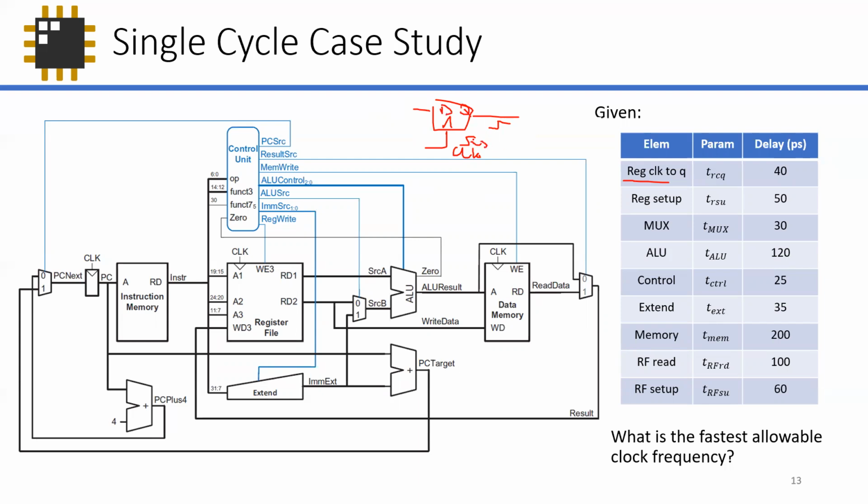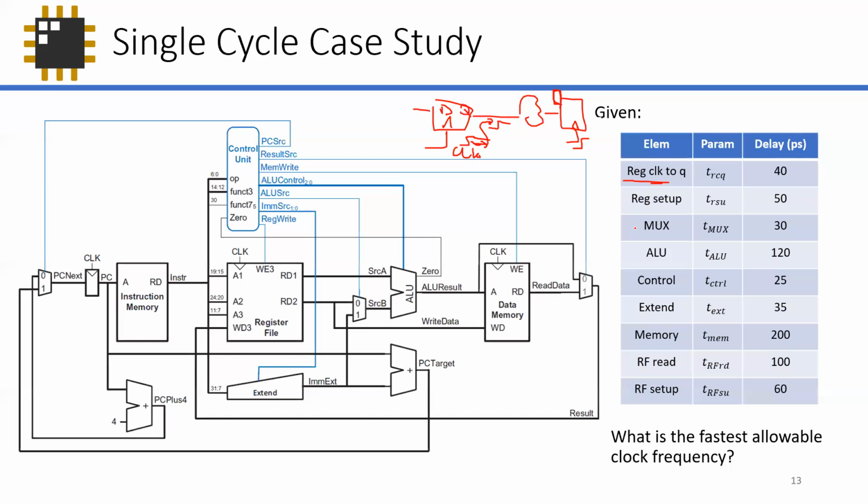So that's the reg clock to queue, right? So it's like from here to there. That's the reg clock to queue. Register setup is the time it takes for your data to be updated in the next clock cycle, because you need to make sure that I have enough time for my data to be settled first before I start clocking in the next edge.